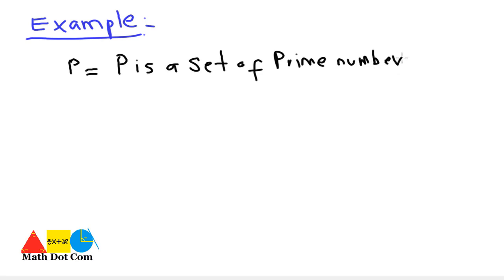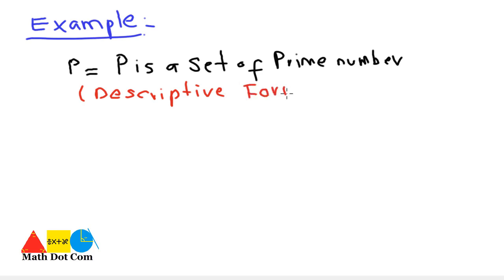This is the one form in which we can represent or express a set, and this form is called the descriptive form. This is a descriptive form.